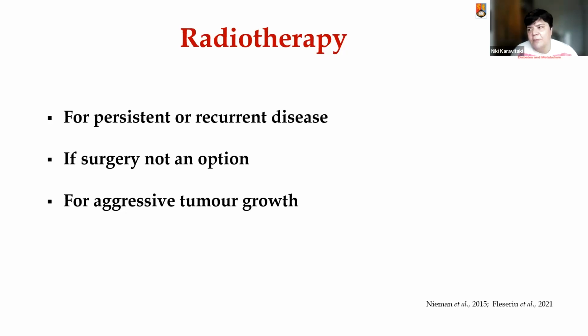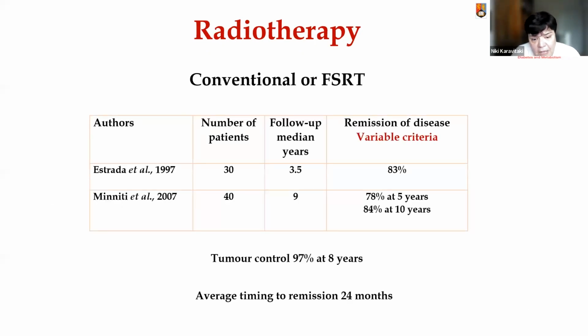Now let's move on to radiotherapy. Radiotherapy is kept for persistent or recurrent disease, or if surgery is not an option, or for aggressive tumor growth. And what are the outcomes of radiotherapy? These are data from two studies looking at conventional or fractionated stereotactic radiotherapy, with variable criteria for defining remission. I will go to the Minniti paper, which showed that at 5 years, 78% of the patients had achieved remission. Tumor control data are very optimal, and the average timing to remission is around 2 years, and we use this number to inform our patients in clinic.